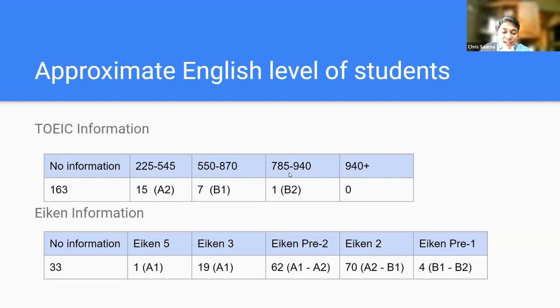And 785 to 940 TOEIC, we had one student who was around this level.